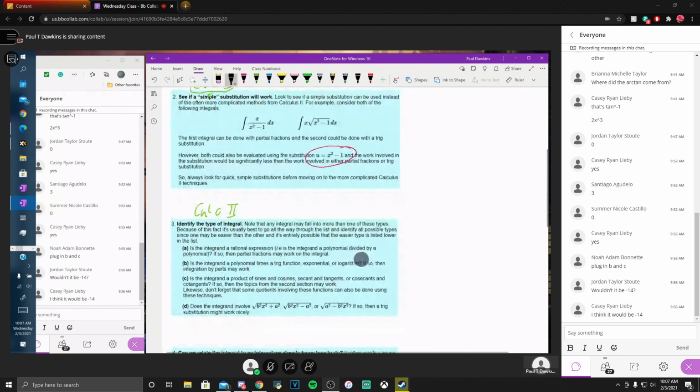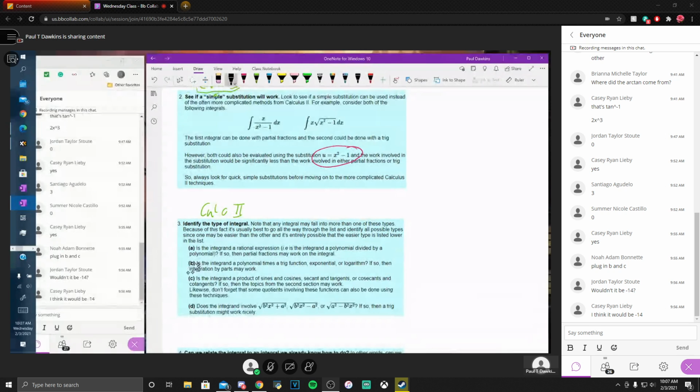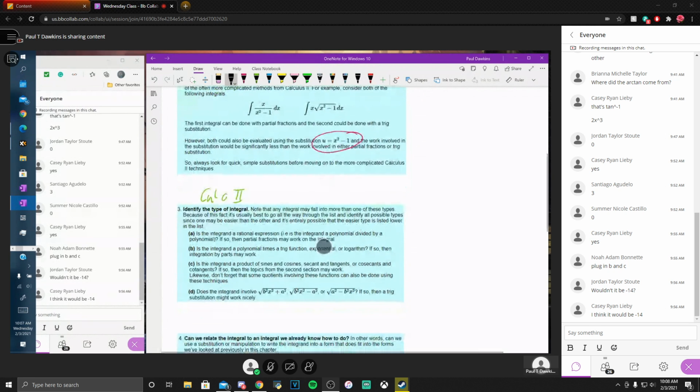We saw a lot of that in the first section we looked at. Do you have a polynomial times a trig function, exponential, or a logarithm? A lot of those tend to be integration by parts. Now, there are lots of other ways to do integration by parts that don't fall into those forms, though. We saw some of them on the homework. But these are the flashing red lights that say, hey, potentially integration by parts, okay?